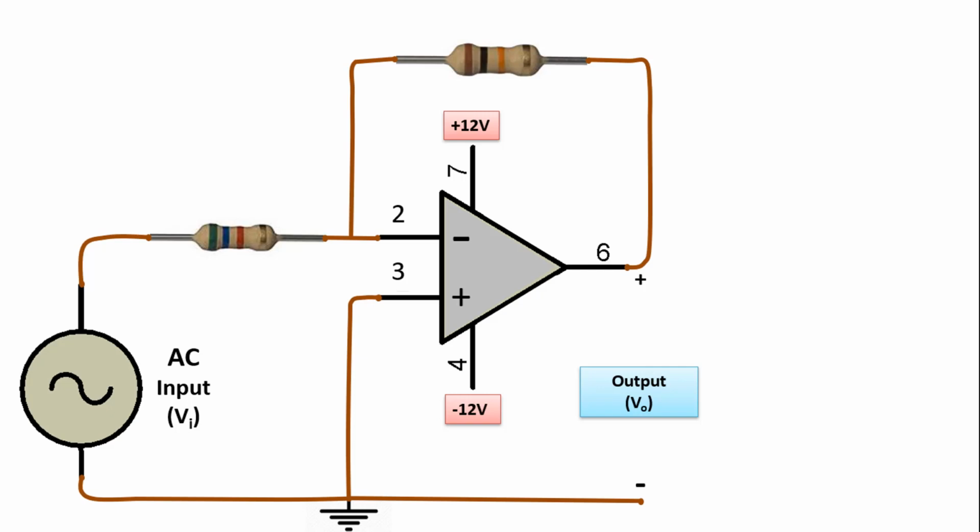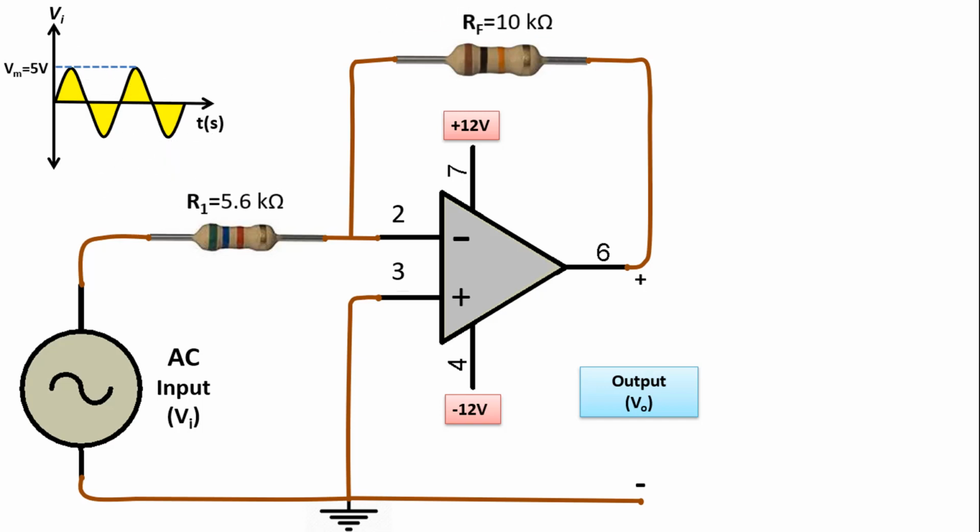Again, we will operate by thinking in the same way. For example, let the voltage value of the AC source here be a sine wave AC with a maximum value of 5 volts. Let the resistance values be R1 equals 5.6 kiloohms and RF equals 10 kiloohms. What is the output value? Here, we can operate by going through the maximum value. If you wish, you can also find the output value by going through the effective value.